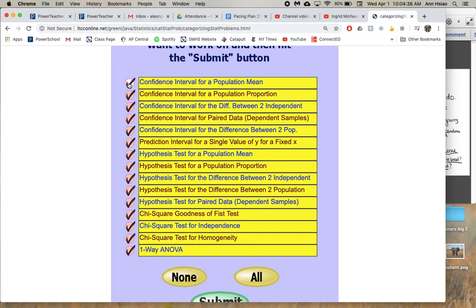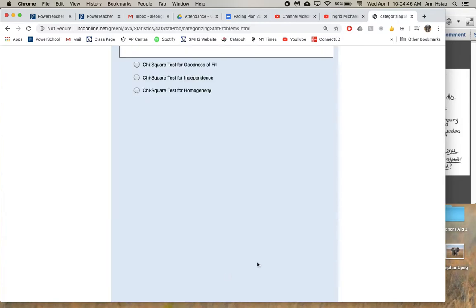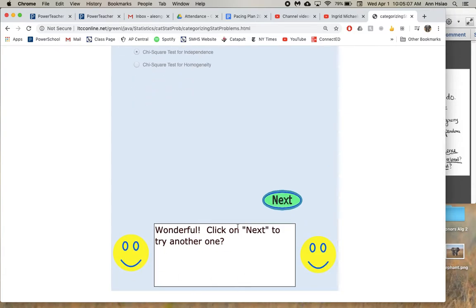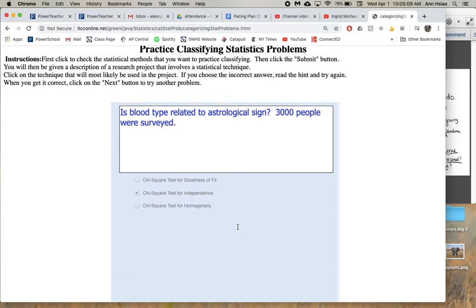I think you guys have seen this before in class. So uncheck, let's just do none. Go ahead and just choose the chi-square test, submit, and then you can practice with these problems. So, is blood type related to astrological sign? We have blood type categorical, astrological sign categorical, 2 categorical variables, keyword related. So this would be independence. You scroll down, you can see if you get it right. Just some extra practice for you guys if you want to practice choosing the right method.